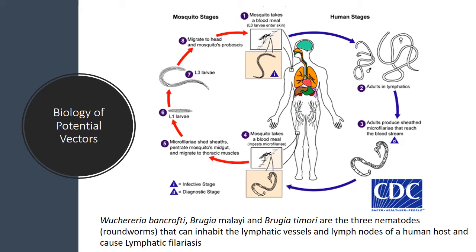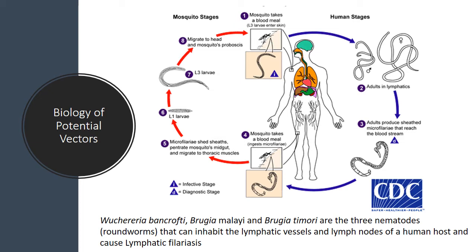So the three parasites that give the disease are Wuchereria bancrofti, Brugia malayi, and Brugia timori. Once again, excuse me if I pronounce them incorrectly. They inhabit the lymphatic vessels and lymph nodes of a human host and cause lymphatic filariasis. The infective larvae are transmitted by infected biting mosquitoes during a blood meal.